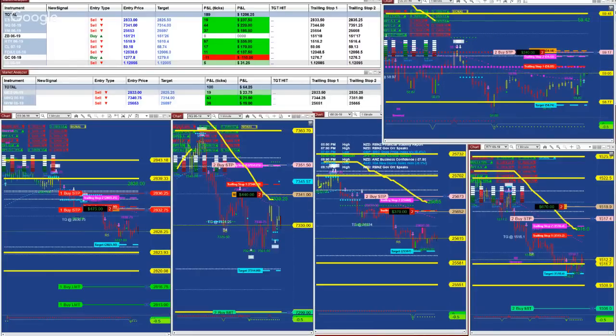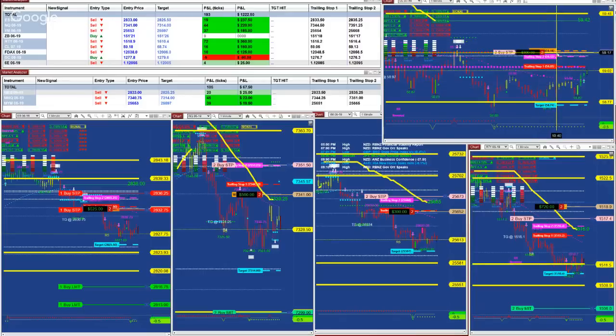So okay, it seems like the CL is going to change direction. We're not out of the woods yet. Be careful with the CL. We are not out of the woods.